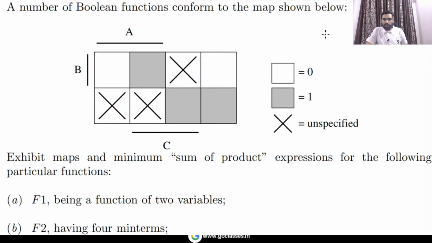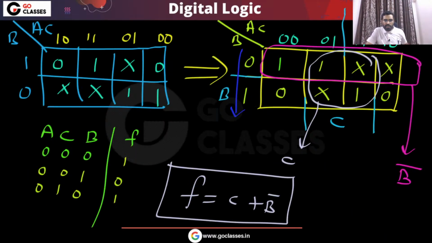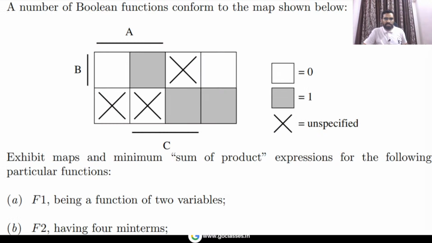Okay, so you can note this is the complete question. Actually, this is not the complete question. This is just a part of it. The complete question is this. What this question is saying, read this. A number of Boolean functions conform means obey. So this is your verbal ability. I am improving your verbal ability. This means obey. The meaning is obey.